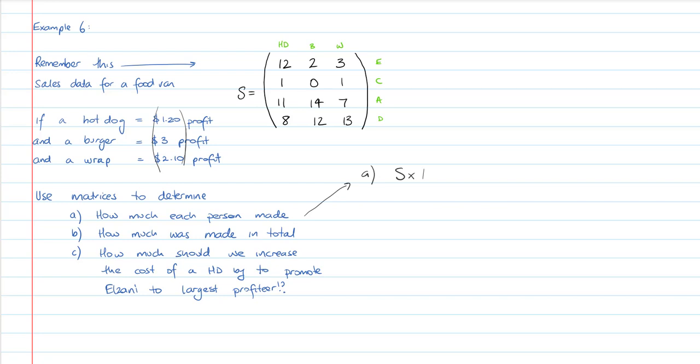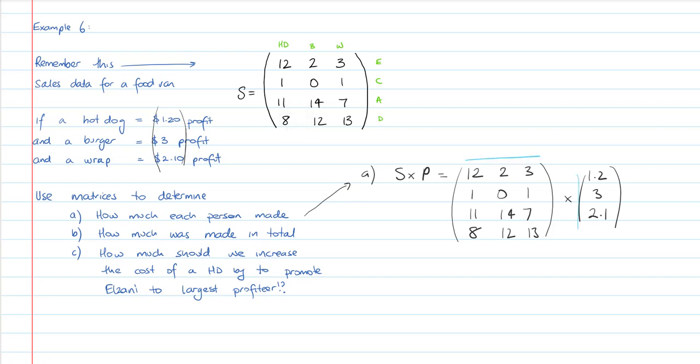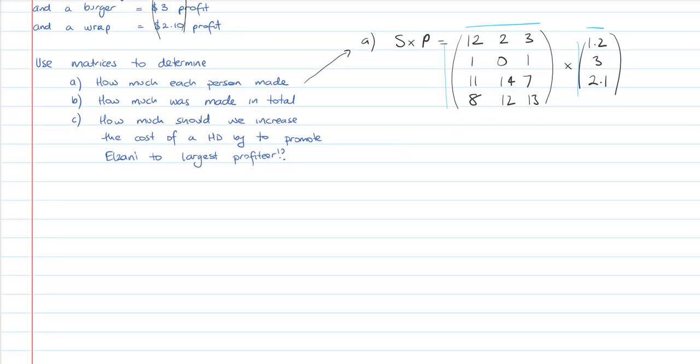So I'm going to do S times P, which will be equal to 12, 2, 3, 1, 0, 1, 11, 14, 7, 8, 12, 13 times $1.20, $3 and $2.10. I've simplified them down to their single decimals, but hopefully you can see what I've done there. Now that I've got my profit matrix, I can do a really easy calculation using matrix multiplication because I've got dimensions that match, 3 and 3. And I'll end up with a 4 by 1 matrix, which will just be the 4 people and the profit they made. So let's have a look.